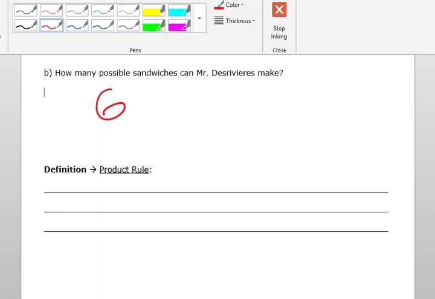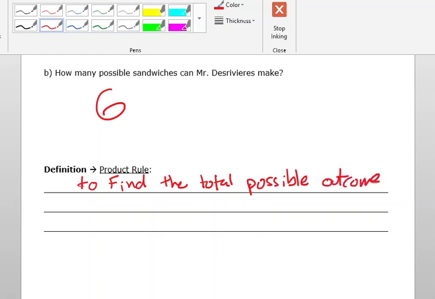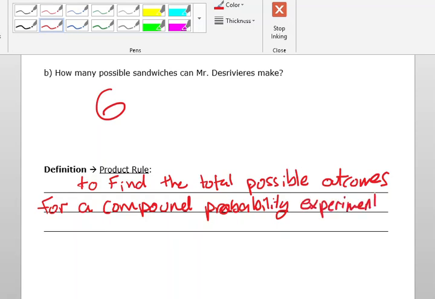The product rule tells us that to find the total possible outcomes for a compound probability experiment, we can find the product of the numbers of outcomes for each event.